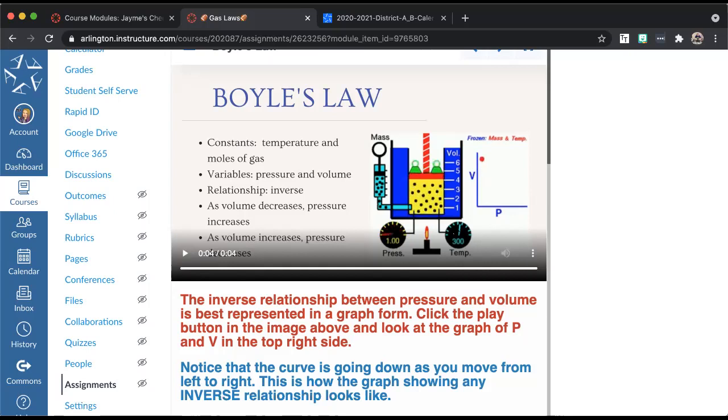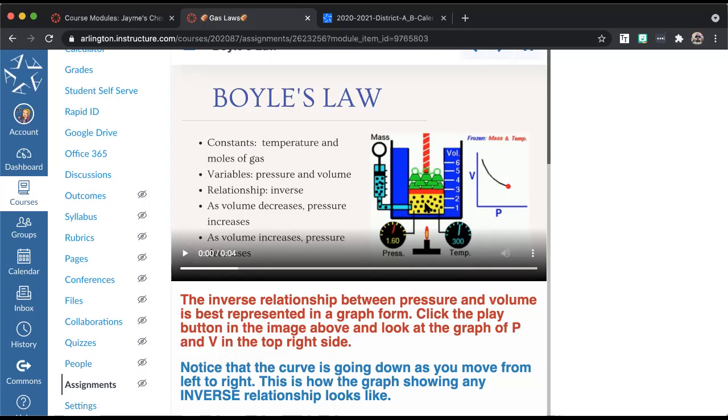Okay. The temperature is not changing, and the number of particles, the moles of gas in here, are not changing. What's changing is as they shrink the volume, it gets smaller, there's less space for the particles to move around. And so by default, they're going to collide with the walls of the container more. And that's what pressure is.